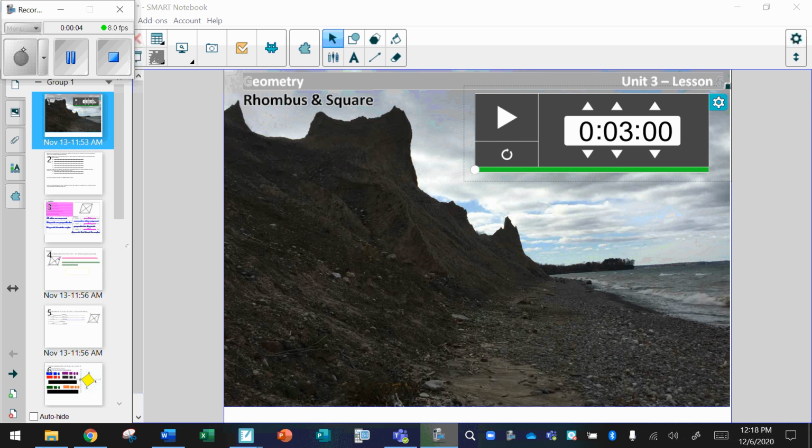Hello, my friends. Time to do some geometry. Today we're going to talk about the rhombus and the square.